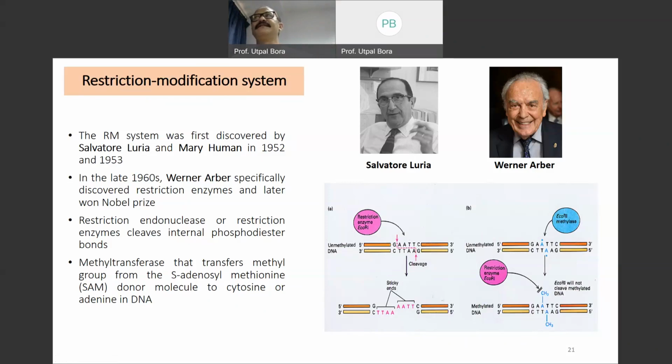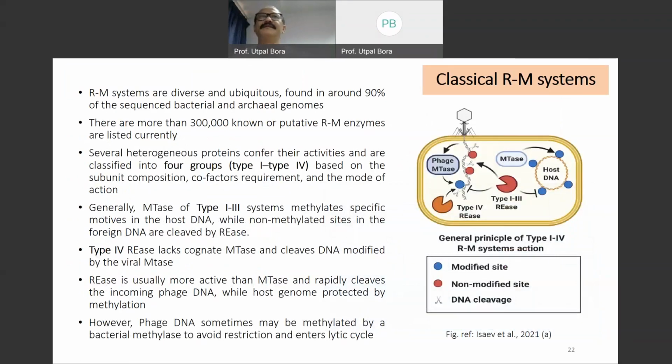In certain other cases, by other restriction enzymes, you may get blunt ends, you may get 5' overhangs, you may get 3' overhangs, and so on. But here you can see these two adenosines are getting methylated. As a result of this, EcoR1 is not able to cleave this. So this is how self and non-self is discriminated. So these are classical restriction modification systems.